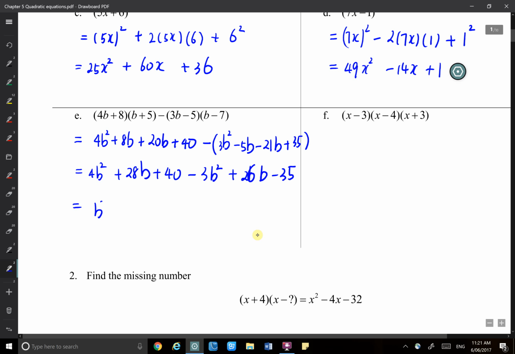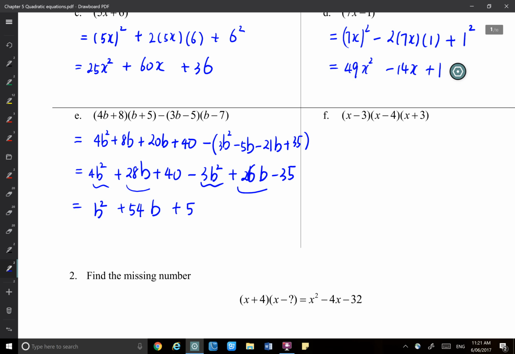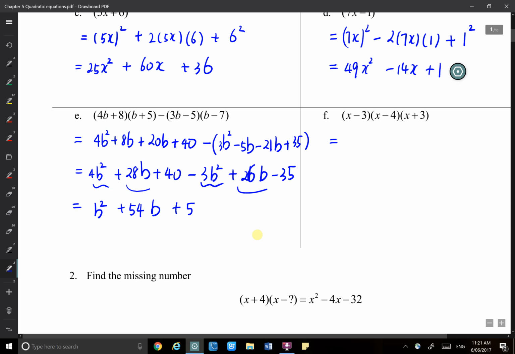So you have b squared, those two, and then 28b plus 26b is 54b. And then 40 minus 35, you have plus 5. Okay, so it's b squared plus 54b plus 5. Okay, next one, if I can do those two together.